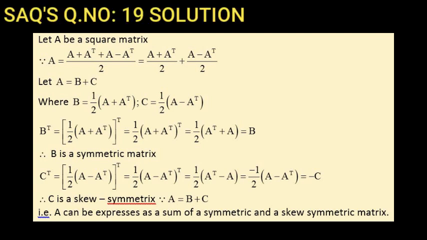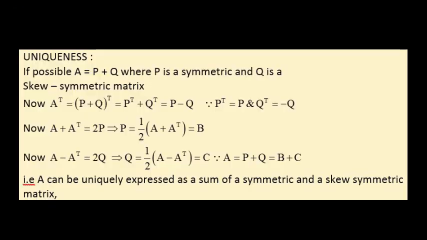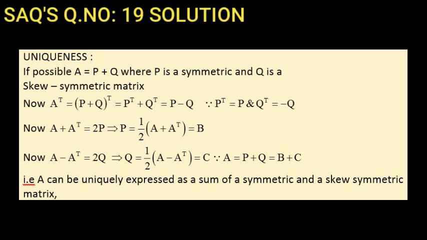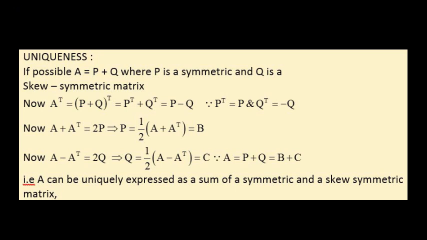Now, A can be uniquely expressed as a sum of symmetric and skew symmetric matrices. For this, first we verify uniqueness. Uniqueness means there exists one and only one such expression. Suppose, if possible, A is equal to P plus Q, where P is symmetric and Q is a skew symmetric matrix. Then A transpose is equal to (P plus Q) whole transpose, that is equal to P transpose plus Q transpose, which is equal to P minus Q. Here, P transpose is equal to P and Q transpose is equal to minus Q.